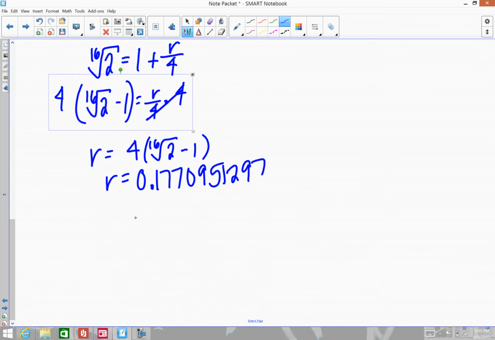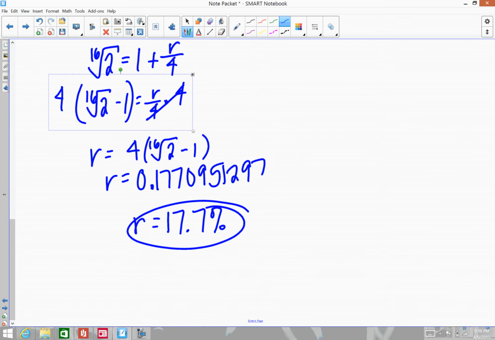So that tells me the rate is actually about 17.7% in order to be able to double their money in after 4 years.